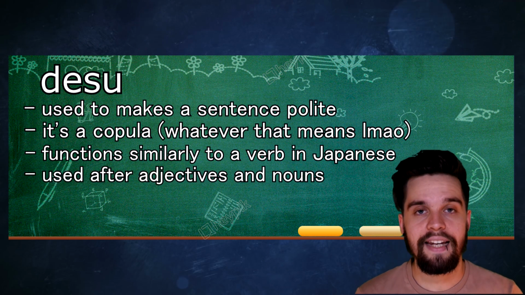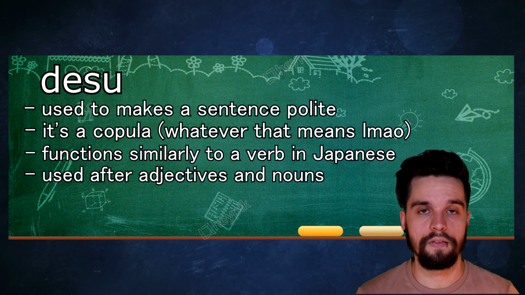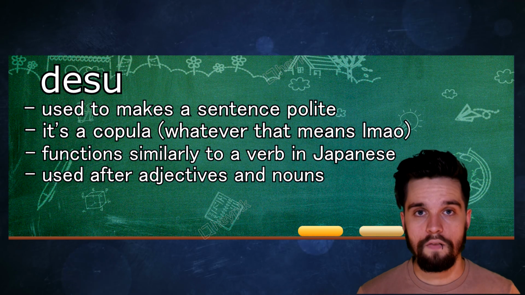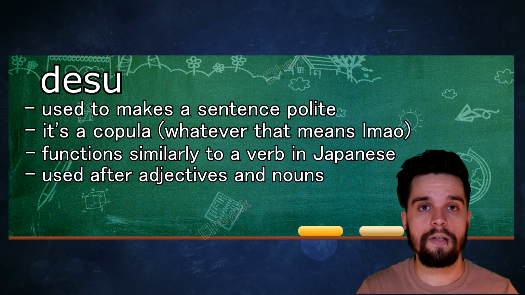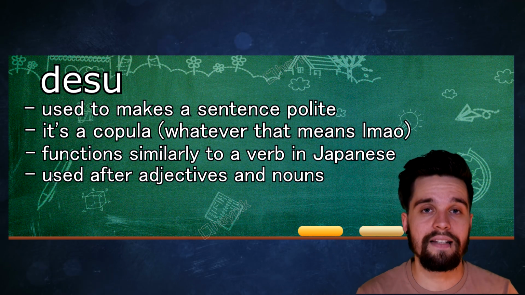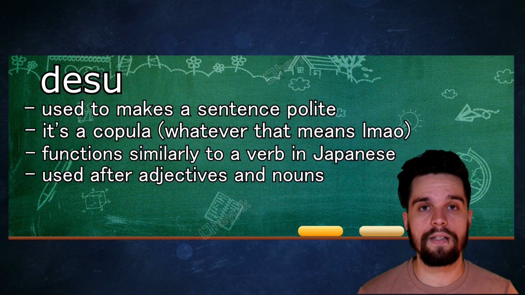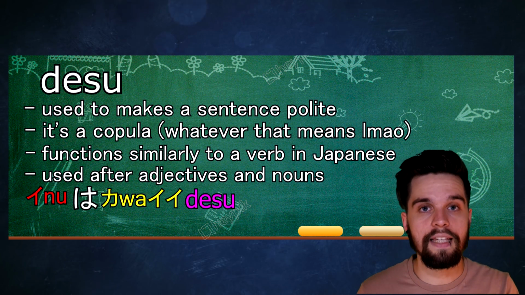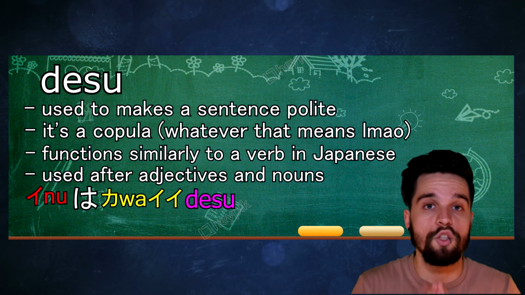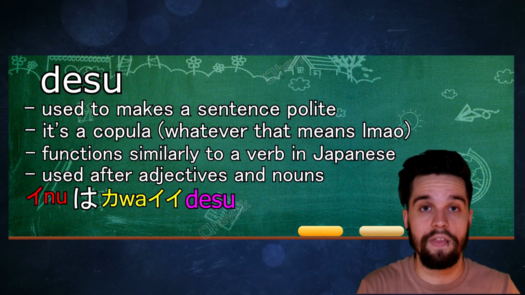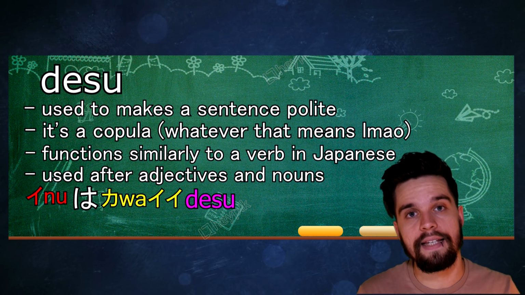You can use desu in any sentence that doesn't end on a verb. So if it ends on an adjective or a noun, you can use desu. You should use desu if you want to be polite. Let's make an example. If I am talking to a superior and I want to say that his dog is cute, I would say Inu wa kawaii desu. This basically means the dog is cute. Now, you could say the sentence without using the desu, but then the sentence is less polite.